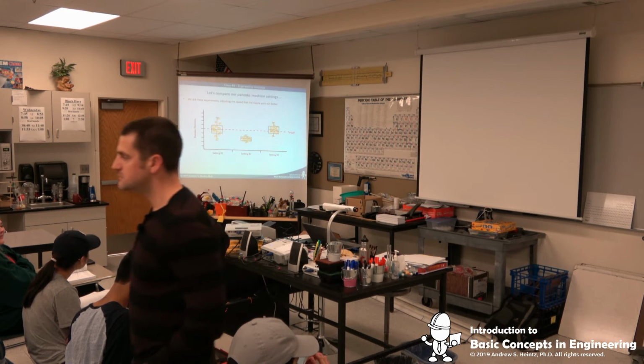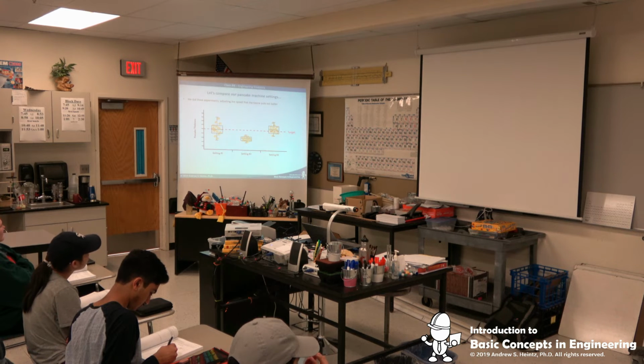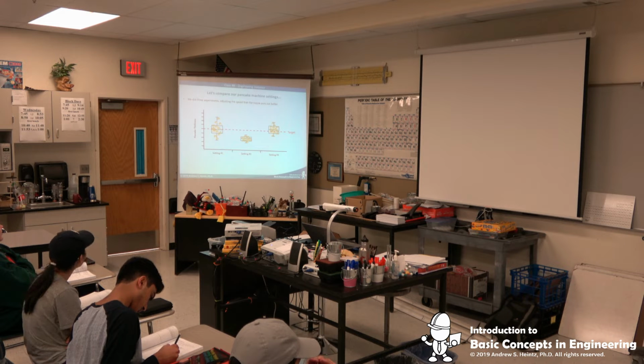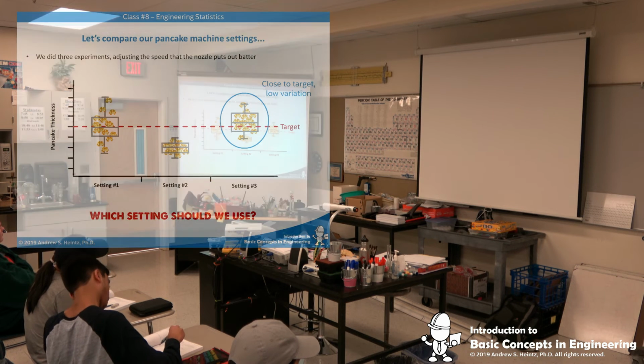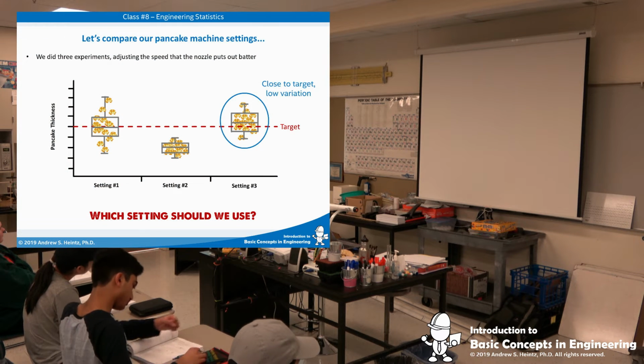I go with 2 because it's already a lot more consistent and it'd be a lot easier to tweak it so that it reaches the target since it's already performing. I see what you're saying, but in this case, all we're doing is adjusting the nozzle speed. Right? So which nozzle speed would you choose? The third one. And why the third one? Because it's on target and it's pretty consistent as well.